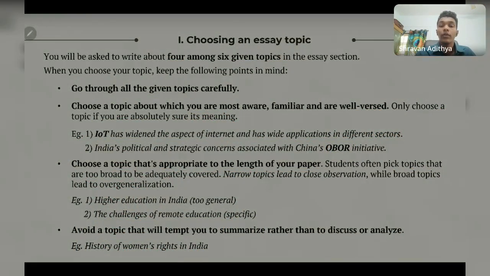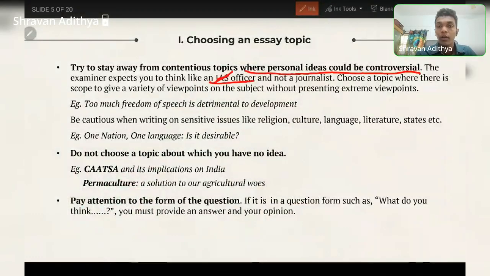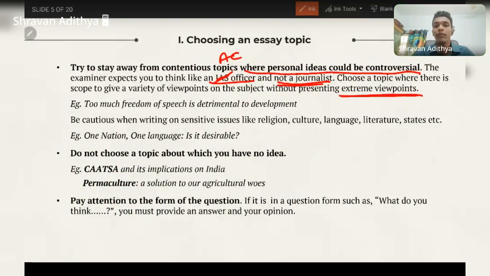Then try to stay away from contentious topics where personal ideas could be controversial. That is one more thing. The examiner expects you to think like an IAS officer or an assistant commandant, and not a journalist. He does not want you to think like a journalist by taking a stand on an issue; you have to write a more balanced essay. You should avoid presenting extreme viewpoints.